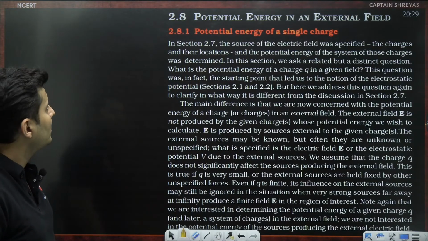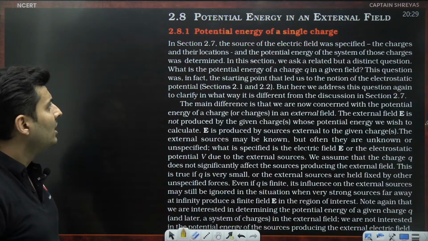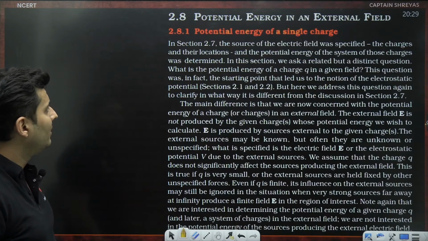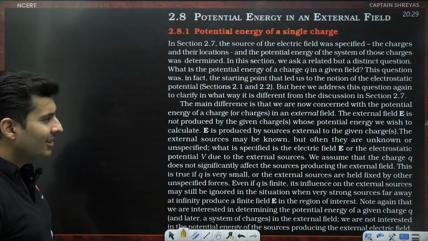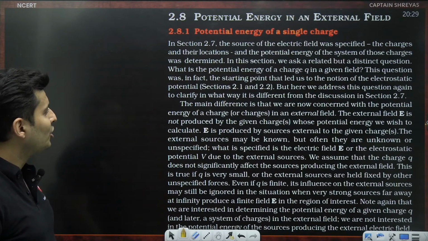Potential energy in an external field, potential energy of a single charge. The source of the field was specified, blah blah blah. We asked relations, but distinct question: what is the potential energy of a charge Q in the field?